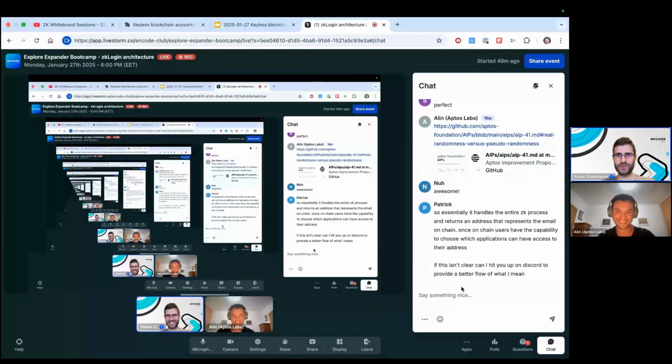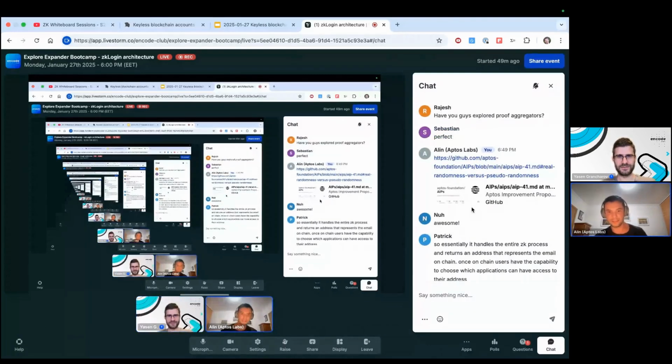Fantastic. Moving on to the question from Rajesh, who's asking, have you guys explored proof aggregators? Yeah, I think I was talking recently to somebody about this, exploring proof aggregation to make keyless transaction verification faster. Again, this is kind of a broad question as well. I don't know exactly what you have in mind when you say proof aggregators. People mean so many things. Sometimes they conflate aggregating with batching, which is not the same thing.